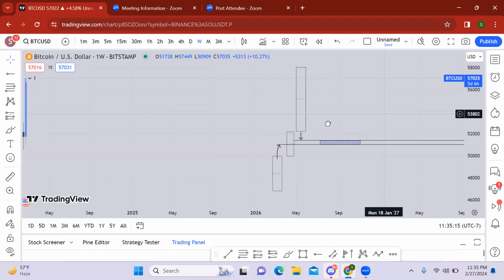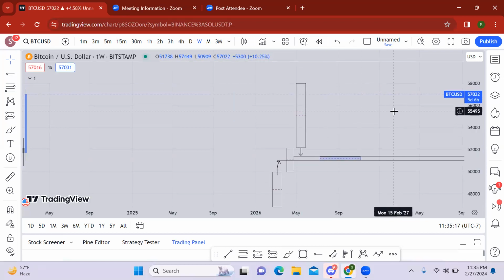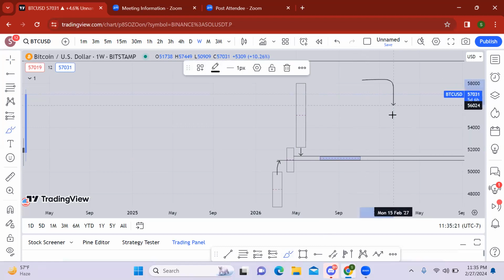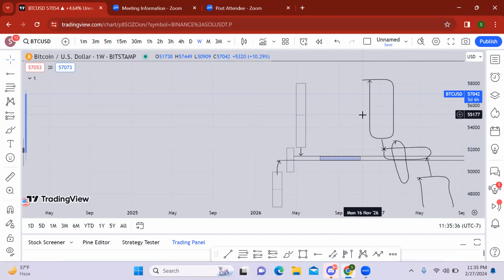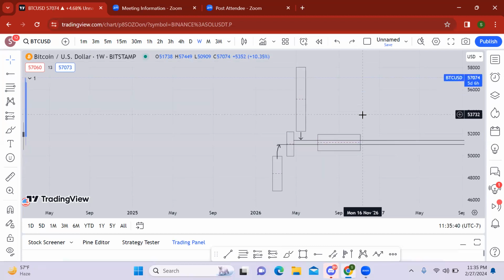This blue zone will be your imbalance. Same goes for prices coming down: one candle created here, a small wick, second candle created here, third candle created here with a small wick, and the difference between those two wicks will be your imbalance. So this is how imbalance creates. Now on the real chart, I will show you.